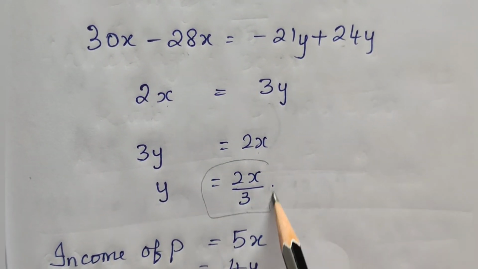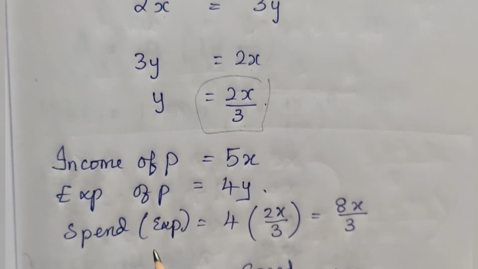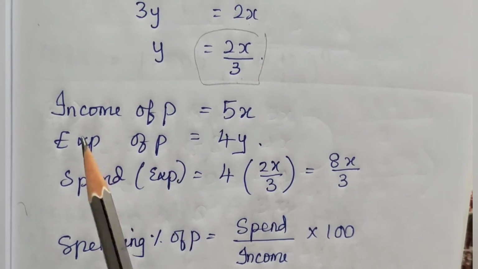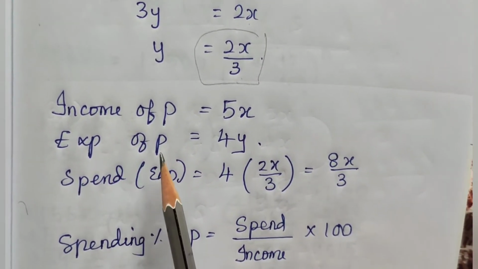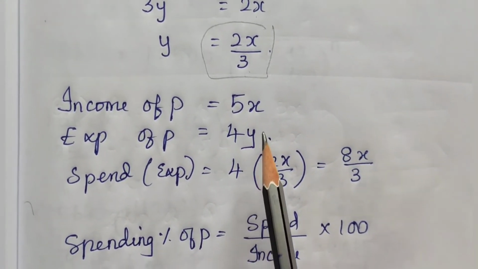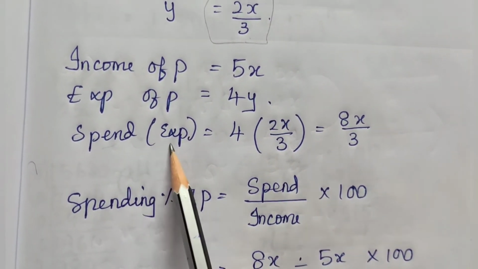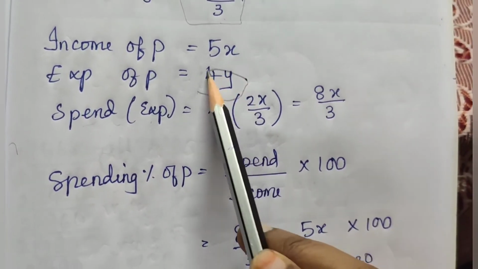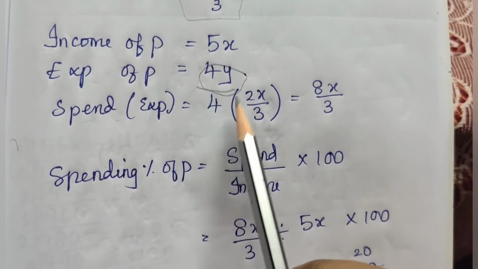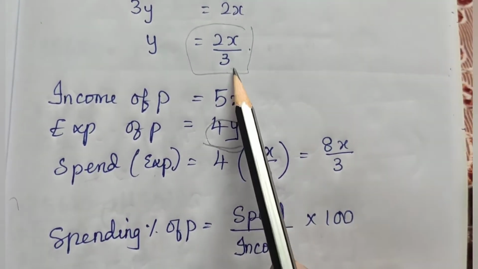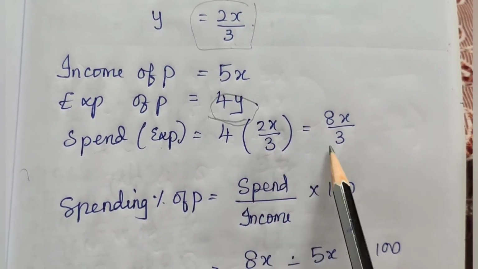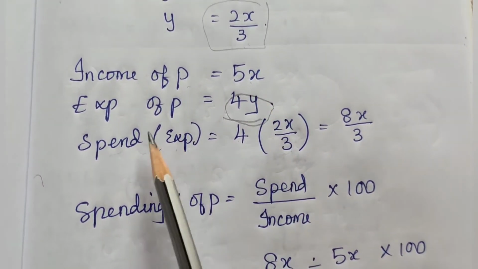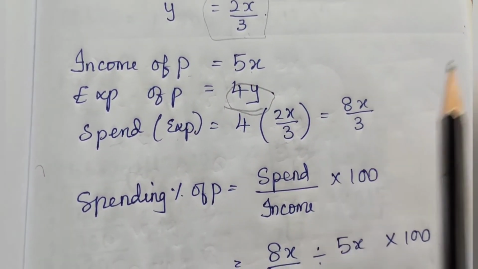I am writing y in terms of x. Now, starting off the problem, income of P is equal to 5x. Expenditure of P is equal to 4y. Expenditure and spending are the same. P's spending is equal to 4y, and in place of y, I put 2x by 3. So, I get 8x by 3. So, income of P is 5x. Spending or expenditure of P is 8x by 3.